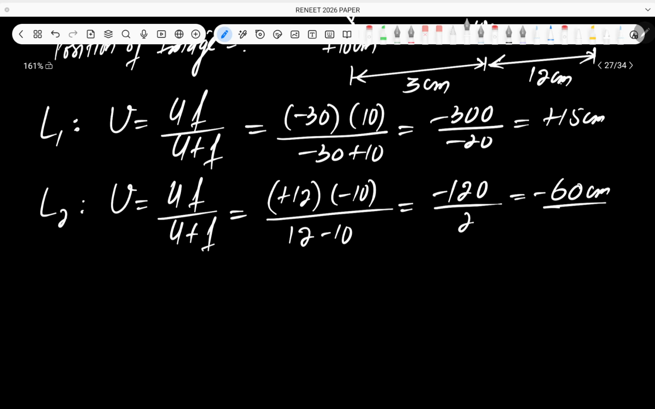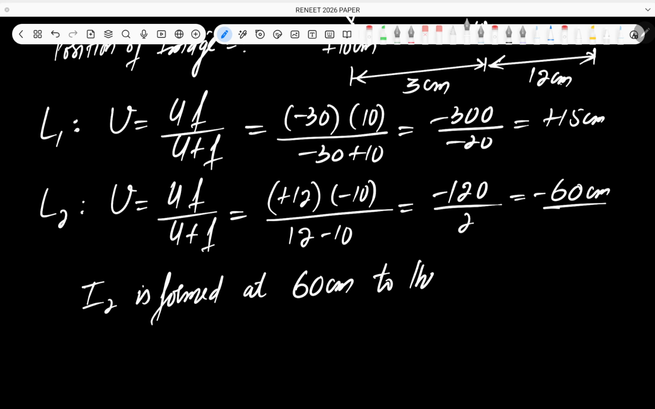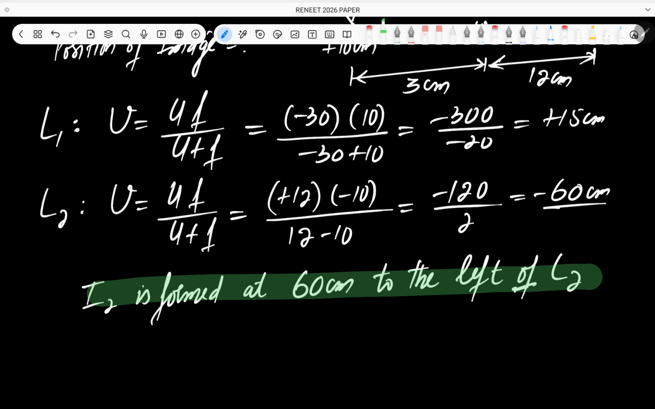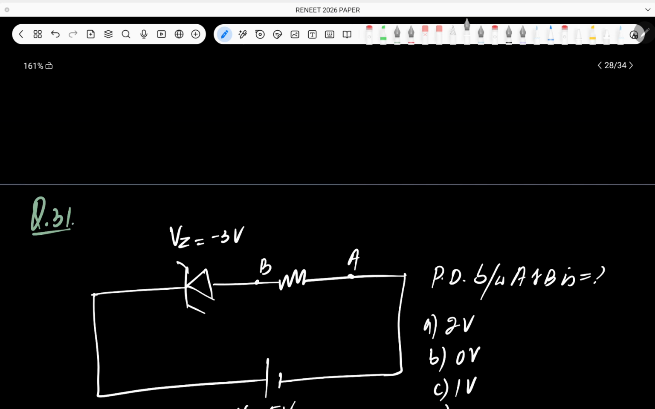So that means the final image I2 जो बनेगी is formed at 60 centimeters to the left of L2, to the left of the second lens, and this is its answer. This is the answer to this question. Okay, all right, ठीक है जी. Let's move to another question.